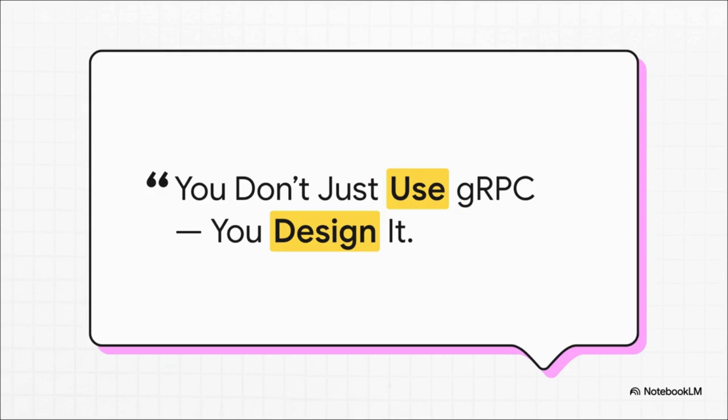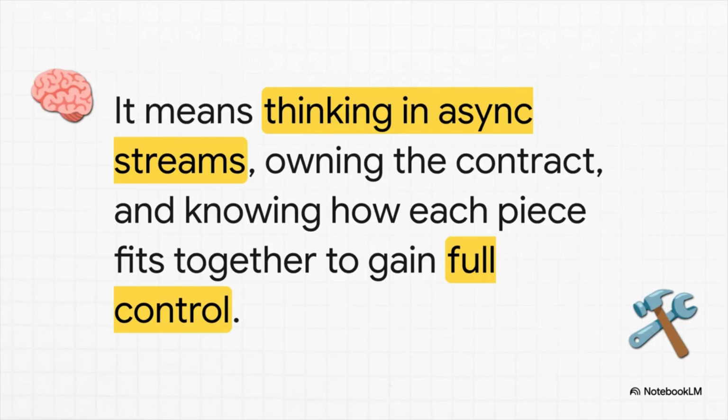Seriously, just use them. And all of this really points to a bigger idea, a shift in how you think. You know, getting really good with a tool like Tonic isn't just about memorizing syntax. It's about a mental shift, moving from someone who just uses gRPC to someone who actually designs with it. And what does designing with it really mean? It just means you start thinking naturally in async streams. You take full ownership of the API contract, and you know exactly how all these pieces, the Box, the Pin, the Stream, fit together. And that is what gives you total control.